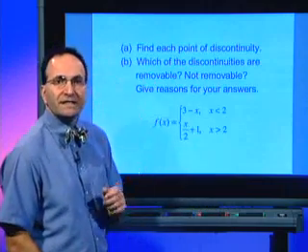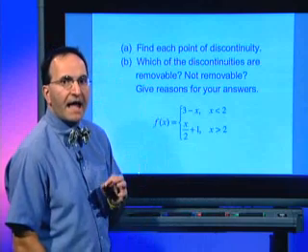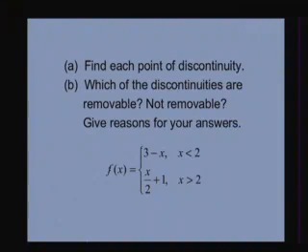Find each point of discontinuity and which of the discontinuities are what we call removable and which ones are not removable, and give your reasons. We have a piecewise function. F of x is equal to 3 minus x, where x is less than 2, and it's equal to x over 2 plus 1 when x is greater than 2.